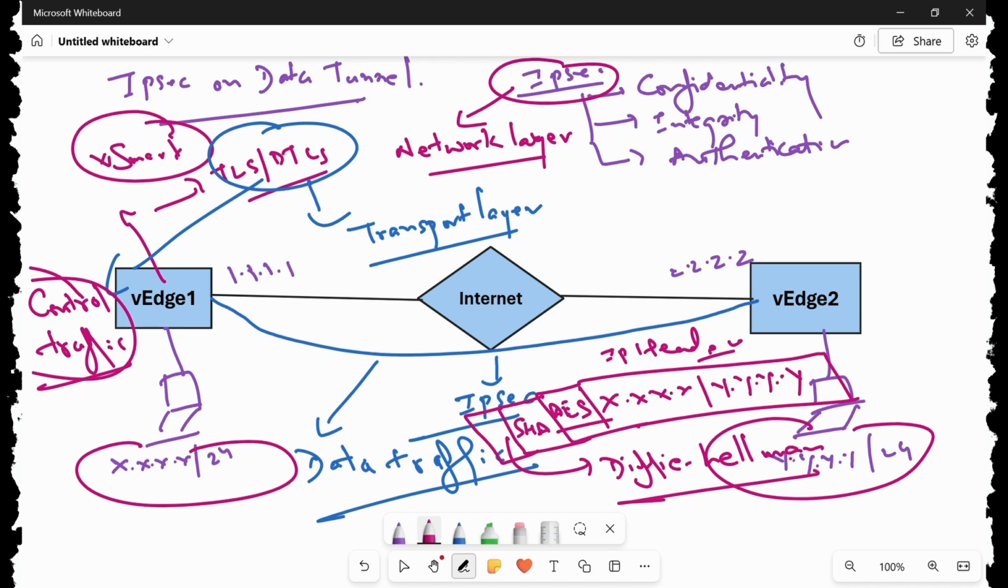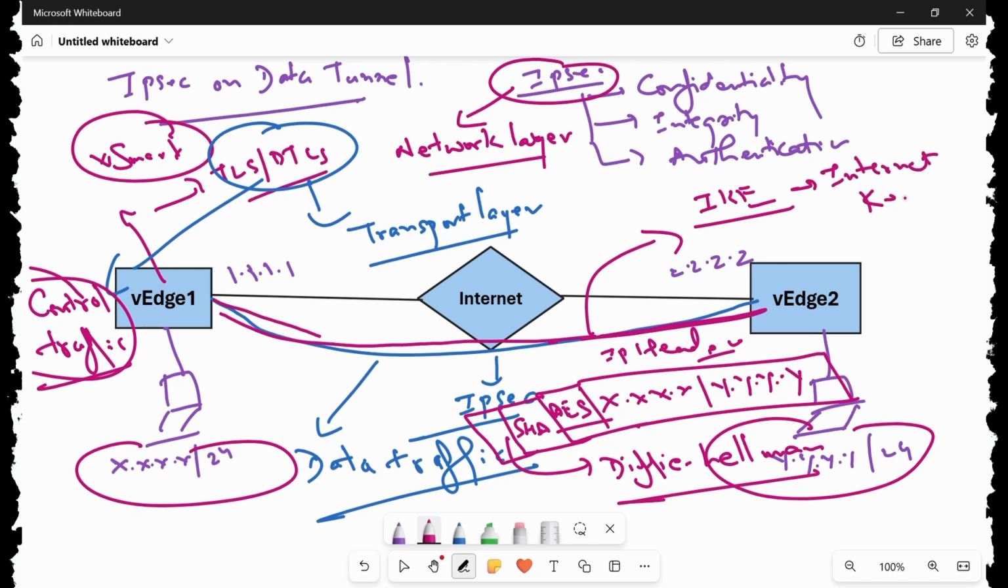Before making a connection, vEdge1 will start making a connection with vEdge2 over this IPsec tunnel which is formed. So vEdge1 will make a connection with the vEdge2 router over this particular channel, which is basically called IKE, which is Internet Keys Exchange.